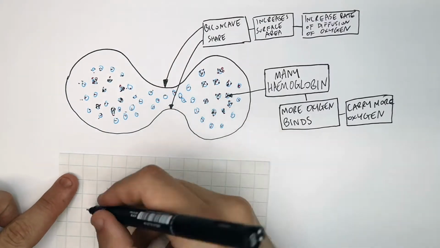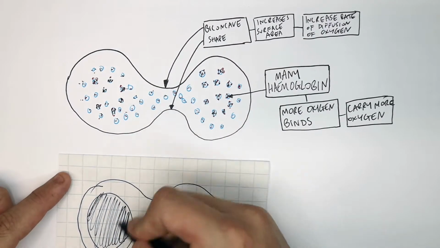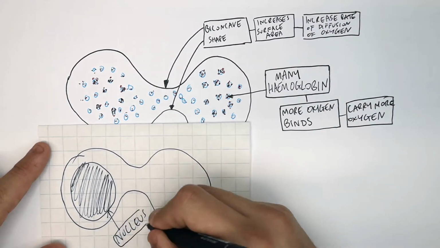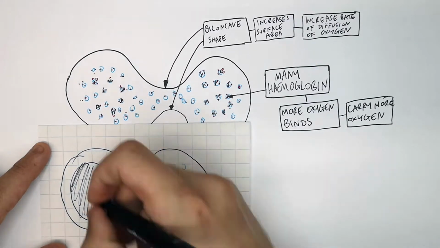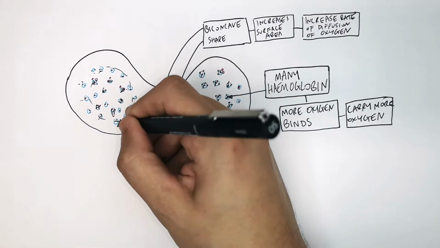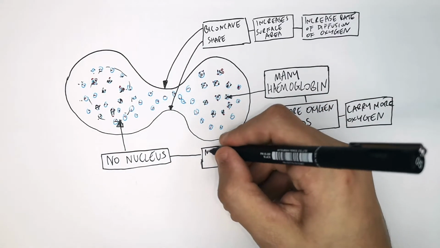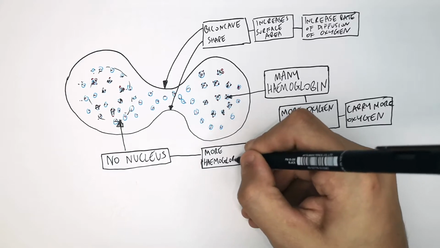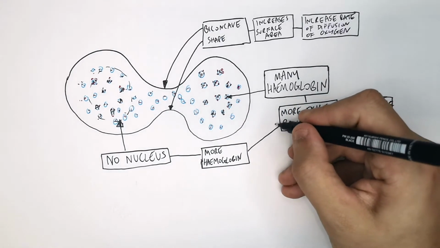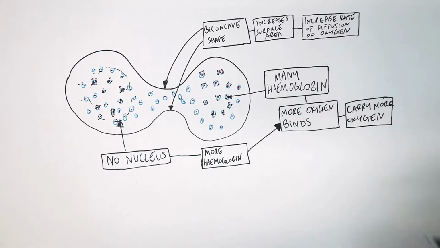The last adaptation is that an erythrocyte has no nucleus. If it had a nucleus, it would carry less haemoglobin. So it does not have a nucleus. So there is no nucleus in an erythrocyte. Therefore, it can carry more haemoglobin, and therefore more oxygen binds, and oxygen is carried in a higher concentration.